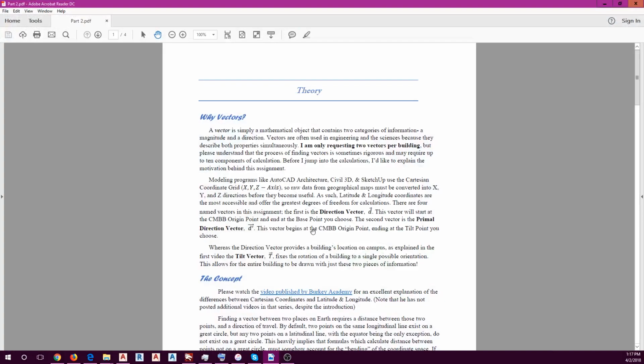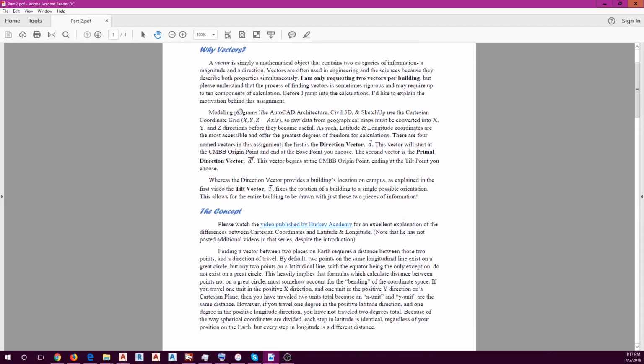So, what are vectors and why are we using them? A vector is simply a mathematical object that contains two categories of information. It contains a magnitude and a direction. People love using vectors because just by looking at the vector itself, I can figure out where it's going and how far. The properties are magnitude and direction, and I can just describe them simultaneously.